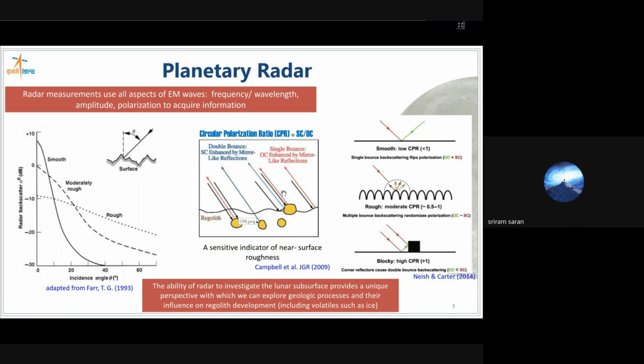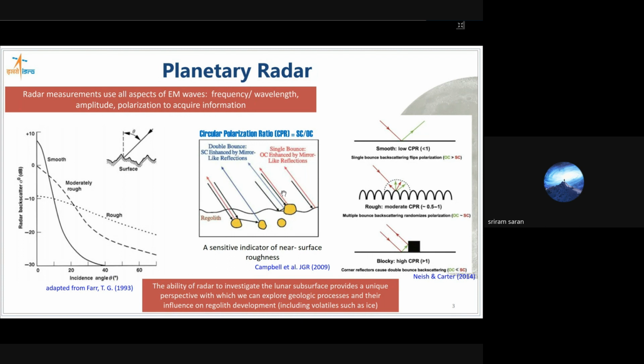And then there is one important parameter which I need to describe here, because we will be talking about this parameter throughout my talk, which is the circular polarization ratio. That means you transmit a circularly polarized wave and then receive in two different senses of polarization, both the same sense and the opposite sense of what you have transmitted. So for example, if you transmit a left circular polarized wave, then you receive both left circular as well as right circular polarizations, and then you make a ratio out of it, which is known as the circular polarization ratio.